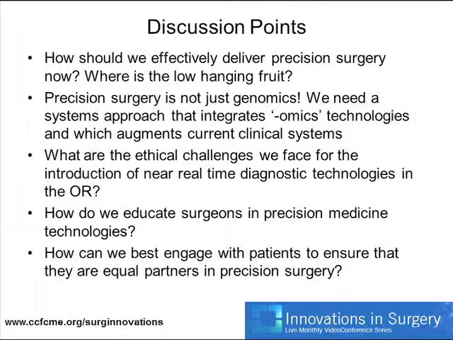So there are numerous challenges in this field. I think anybody working on real-time or bedside diagnostics or in vitro diagnostics will have similar challenges. And we have real challenges in how we deliver this technology, how we engage with not just surgeons but our patients, and how we address some of the ethical challenges that we're going to have if we're suddenly going to start changing our operative decisions in real time.